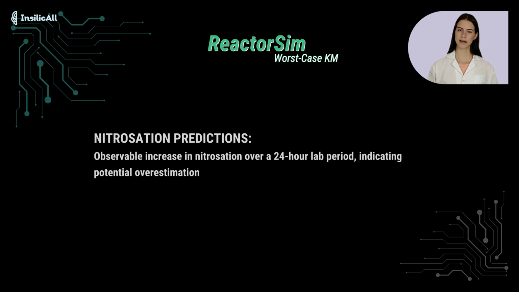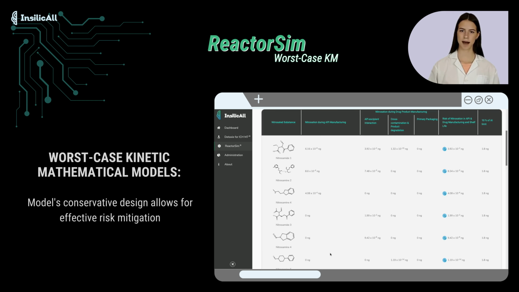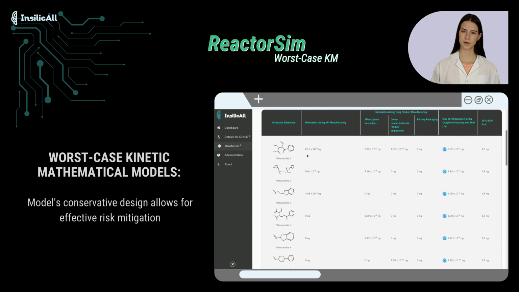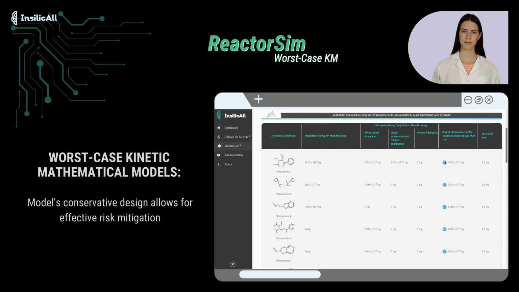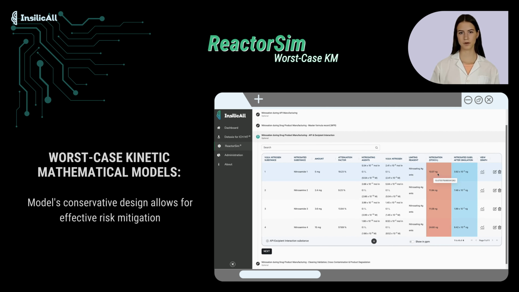As a result, our findings may appear overestimated on a timescale, particularly when extrapolated to long periods such as 24 months, which corresponds to the shelf life of pharmaceutical products. However, this extrapolation highlights how conservative our models are by design and how well they may mitigate the risks of nitrosation. When a customer uses ReactorSim's worst-case kinetic nitrosation models and discovers that impurity formation does not exceed 10% of the acceptable intake limit for nitrosamines, this indicates an overly cautious strategy. This is a result of the model's inherent and conservative design, which permits effective identification and mitigation of potential risks associated with the formation of nitrosamine and nitrosamide impurities during the manufacturing and storage of APIs and drug products.